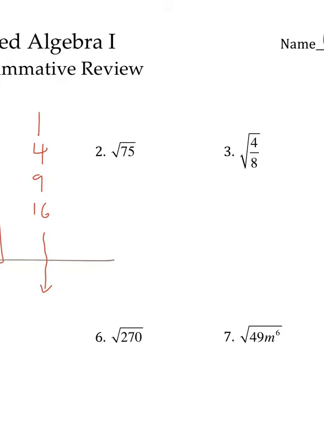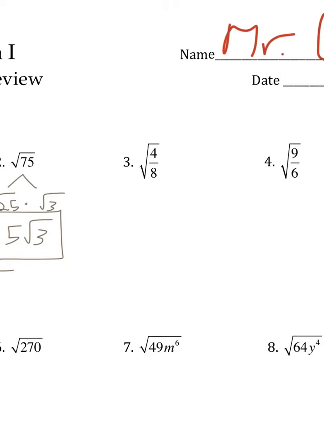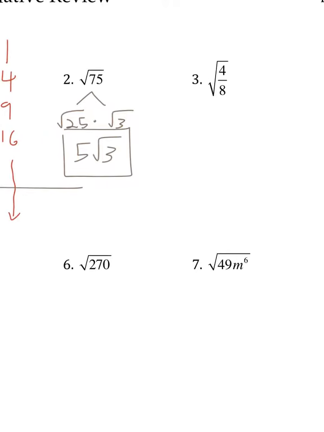Square root of 75. Alright, so think of a perfect square that goes into 75. I want the biggest one possible. So I'd start at like 49, no, 36, no, 25 goes. So 25 times 3, so square root times square root gives you square root. The square root of 25 is 5, so I get 5 square root of 3 as my answer. That looks ugly. We'll do that in another video later.